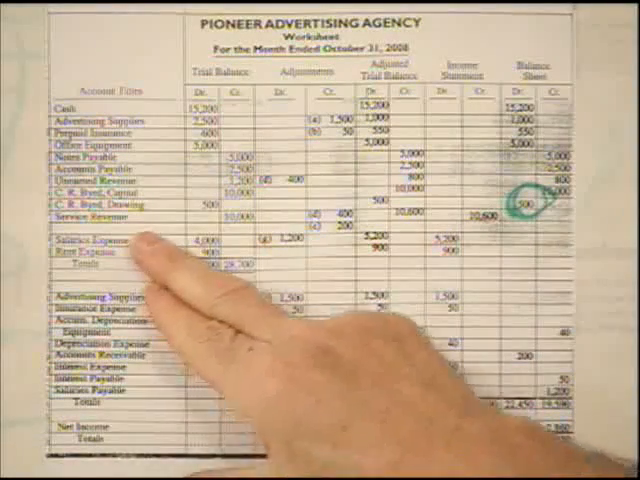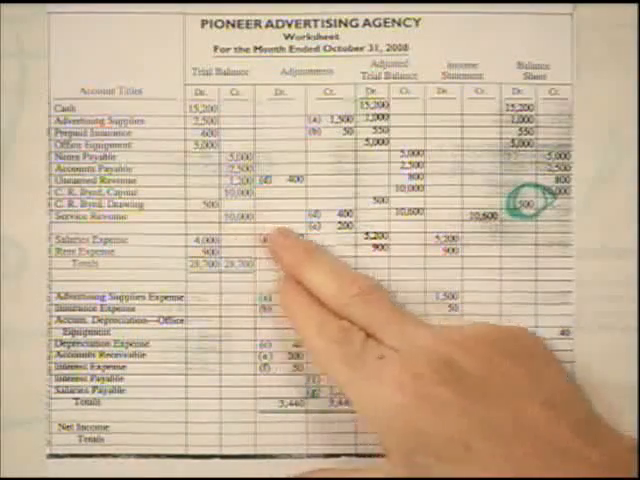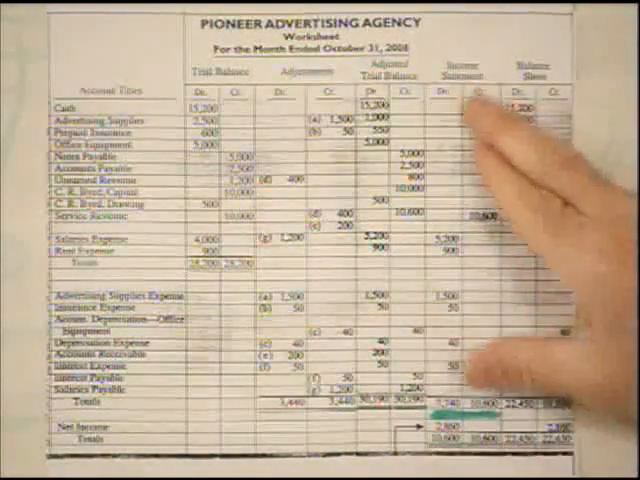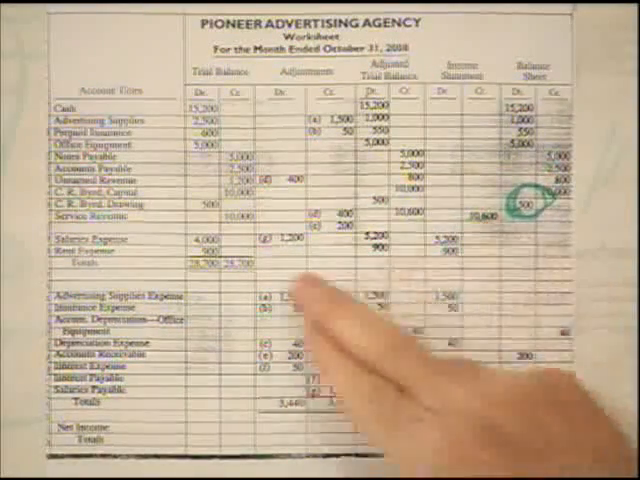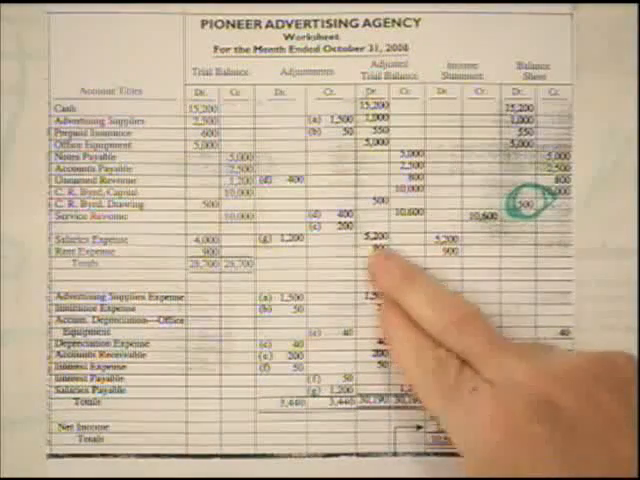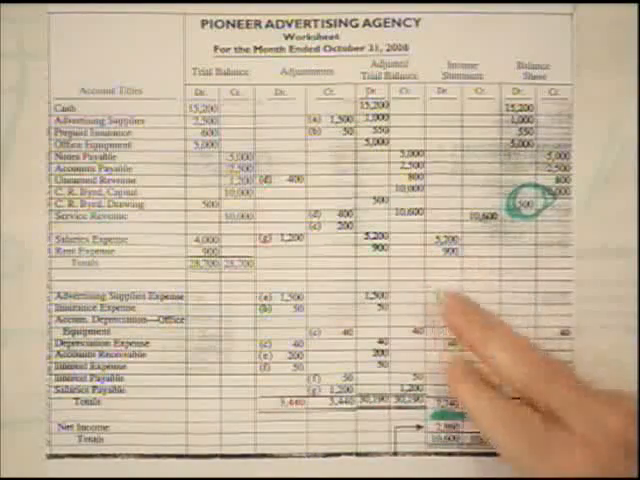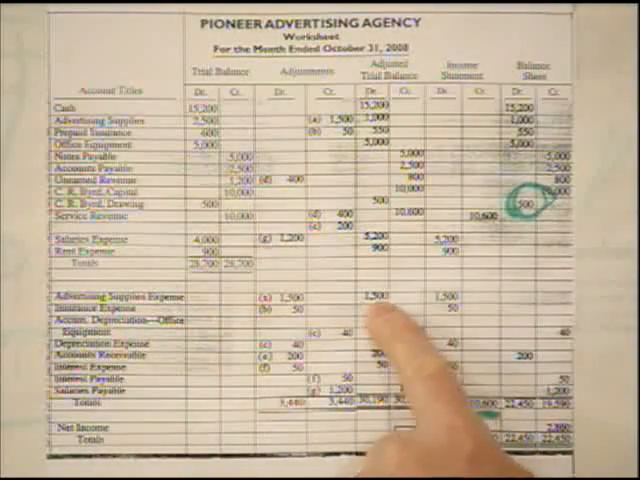Then we hit service revenue. Of course, if it's revenue, it's an income statement item. So it has a $10,600 credit, so make sure you put it in the income statement column under the credit, not a debit. Then we have some expenses here in these two amounts, and again, they're income statement items, but make sure you list them as debits. And then we have to go one by one with each one of these items here.